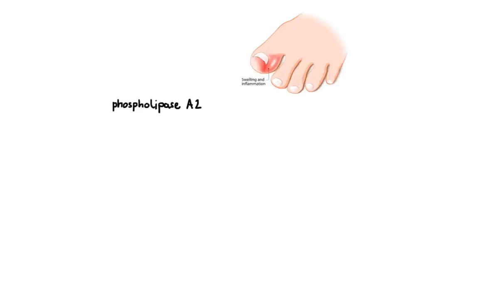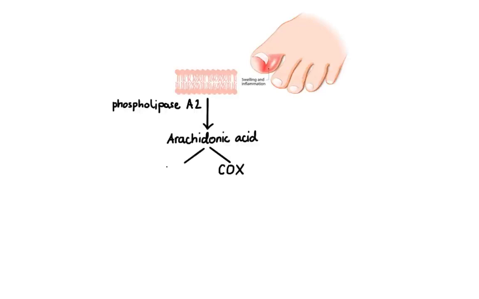So, following tissue injury or irritation, an enzyme called phospholipase A2 is released, which converts phospholipids in the cell membrane into arachidonic acid. Now, arachidonic acid is the substrate for two major enzymes, the cyclooxygenase, abbreviated as COX, and 5-lipoxygenase, abbreviated as 5-LOX. In this lecture, we're going to focus just on the cyclooxygenase pathway.